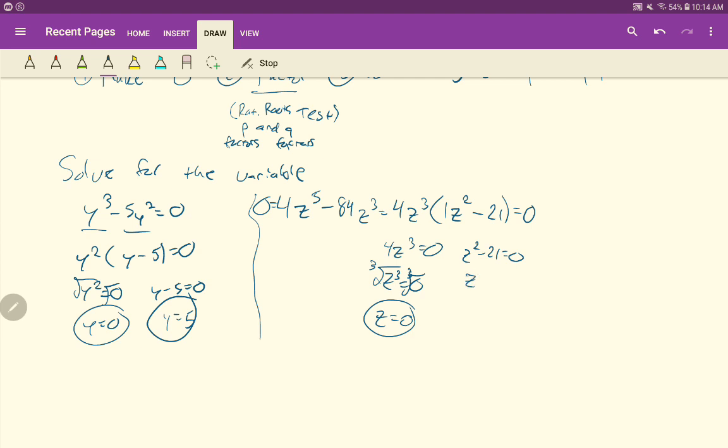Okay, here we'll add 21 to both sides. We'll square root both sides. So you get z equals the square root of 21, which you can't really square root, nor can you simplify it any further, so we'll just leave it plus or minus root 21. Okay, and there are our answers.